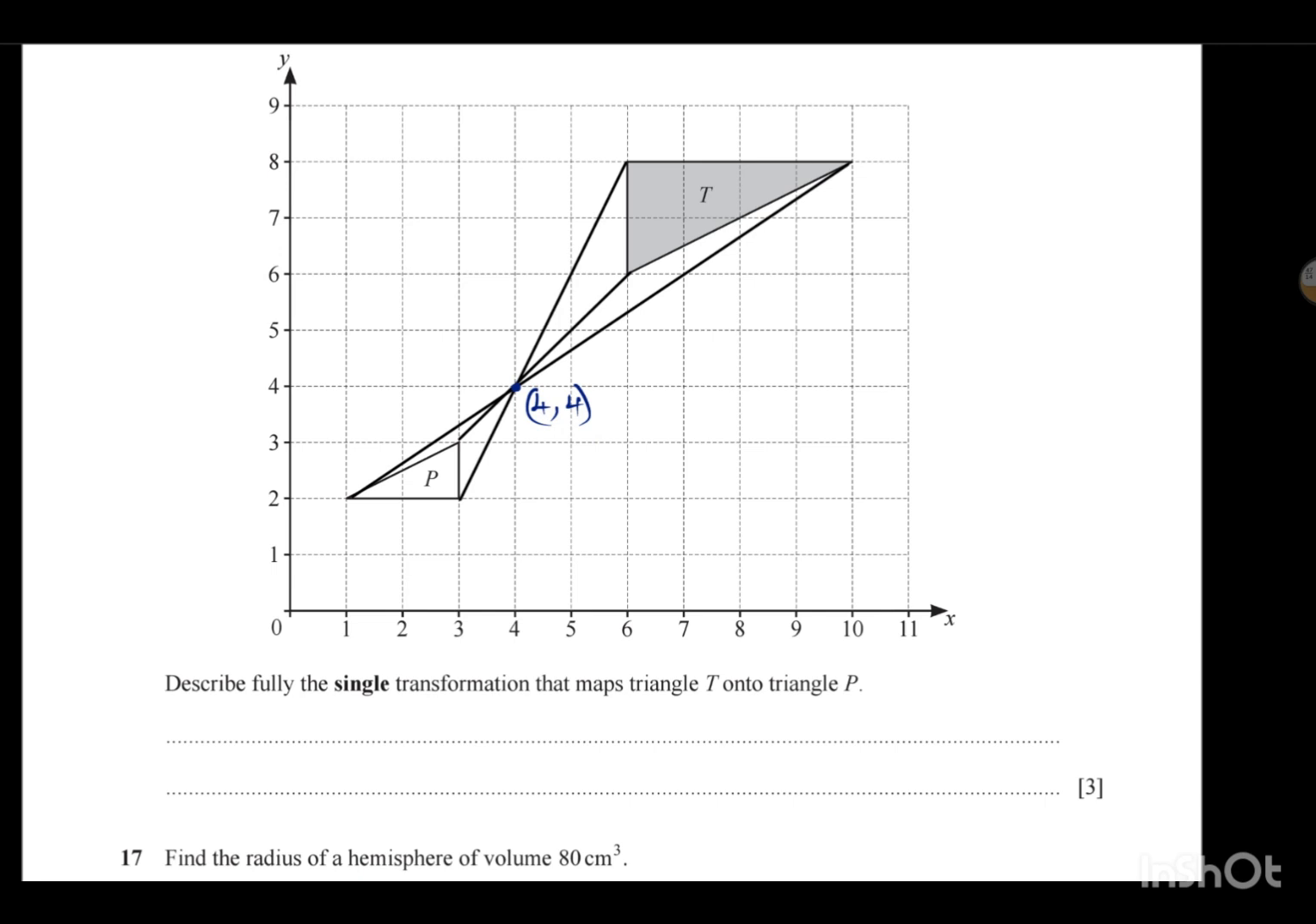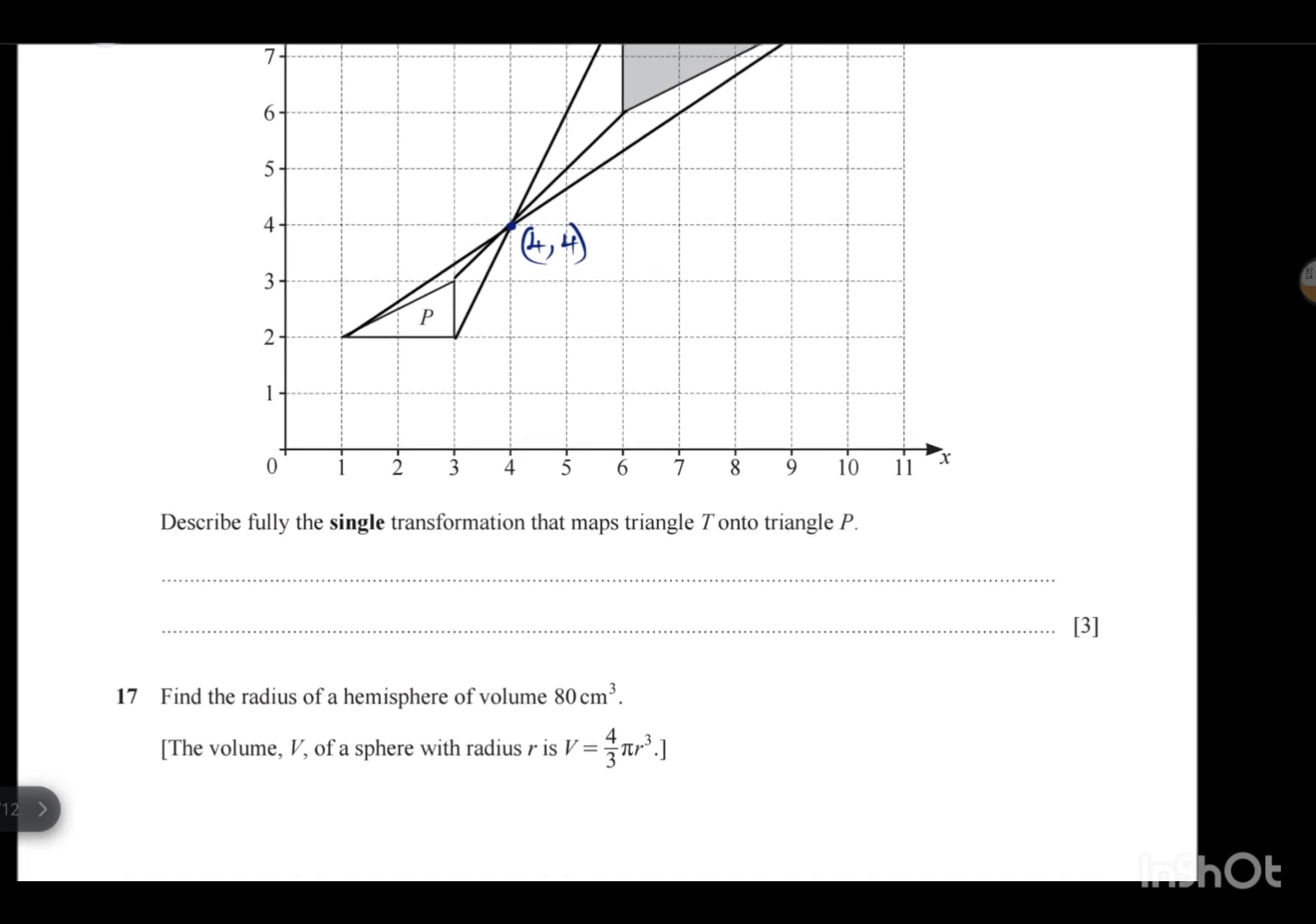Now what is the scale factor? For the scale factor, you have to check any one corresponding side. See, this is covering two boxes, this is only one box, so that means 2 becoming 1 is half. But because the center of enlargement is in between, the scale factor will be negative. So write down enlargement with scale factor minus 1 by 2, center 4 4.